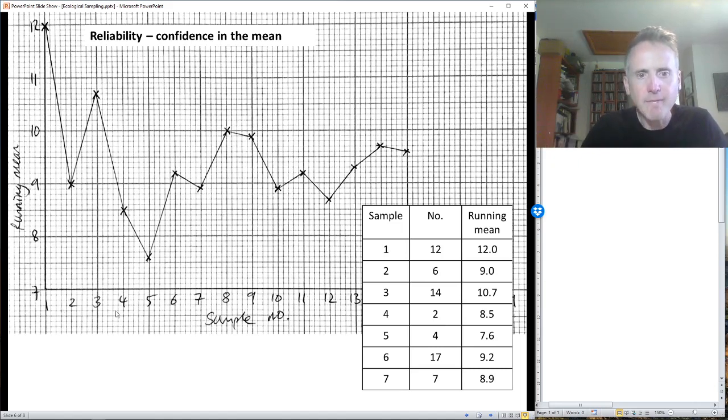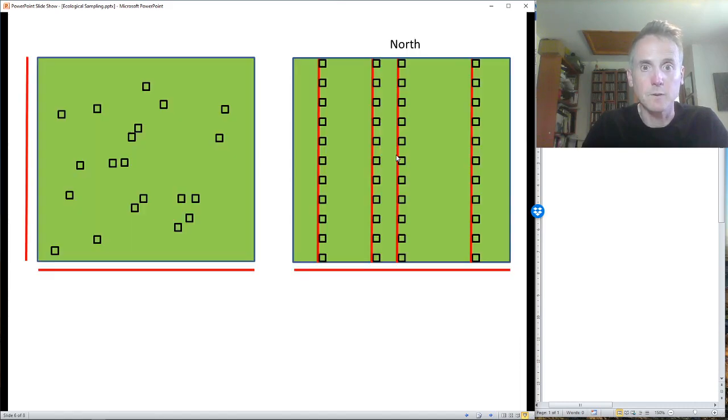If I had infinity on the x-axis, then I'd get to the true value because I would sample everything in the field. And therefore, the more you sample, the more it becomes the true value, the true mean. However, you don't have time to do every single part of a field, because then that's not sampling, that's just counting the entire field. And we have to sample. Okay, so that's reliability.